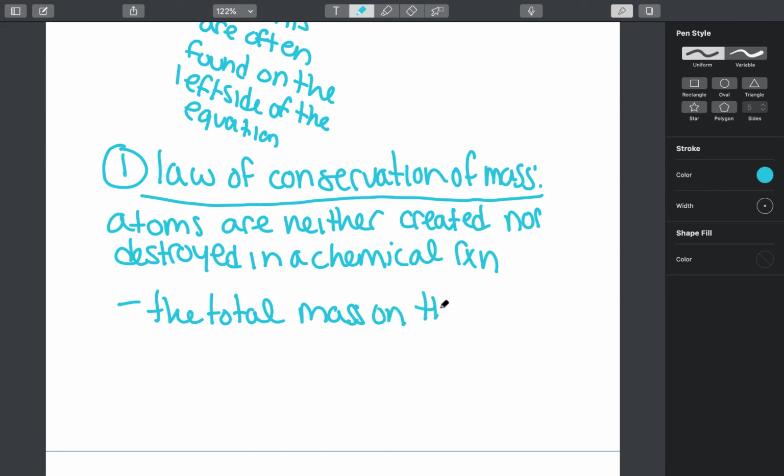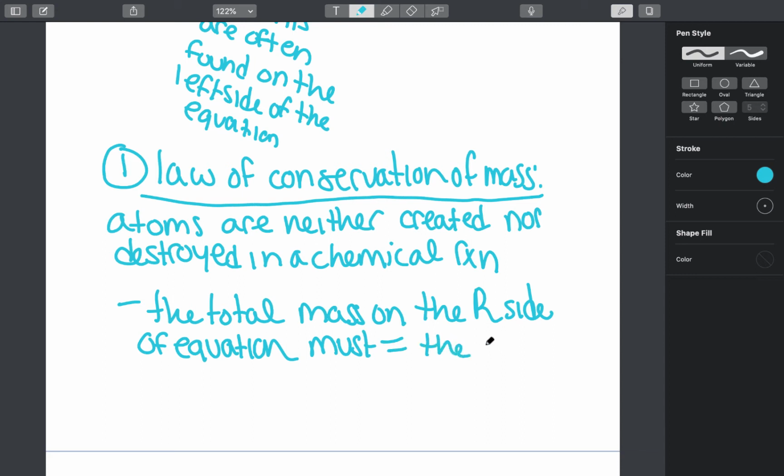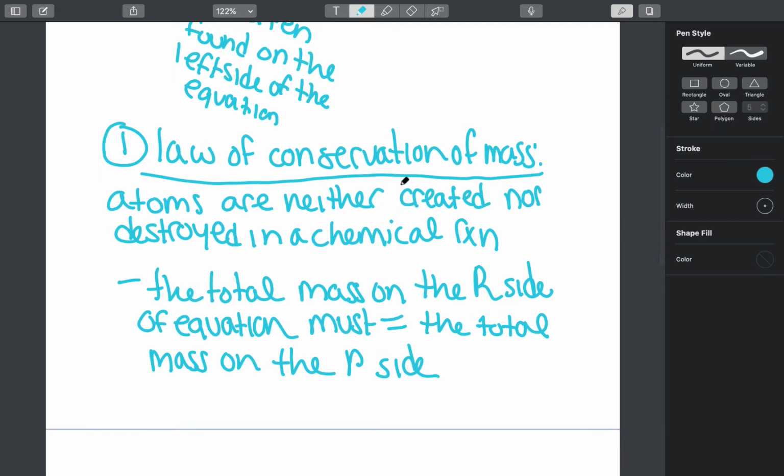on the reactant side of the equation must equal the mass, the total mass, on the product side. So mass must not be created nor destroyed. So this is the law that we are going to be dealing with in this video.